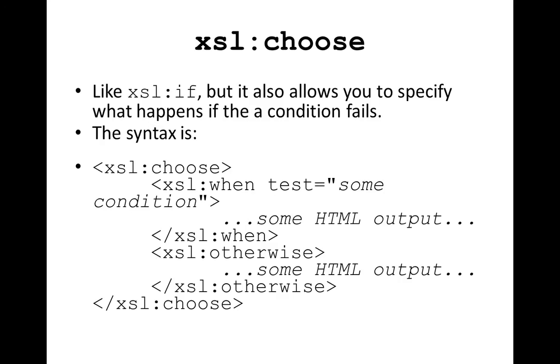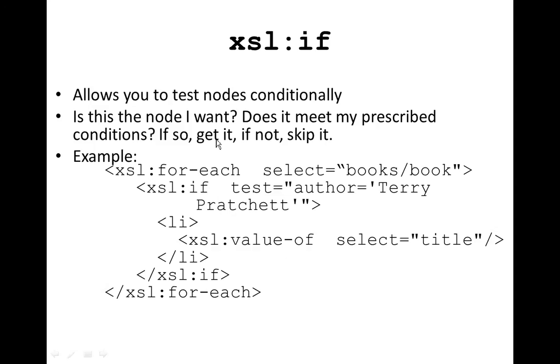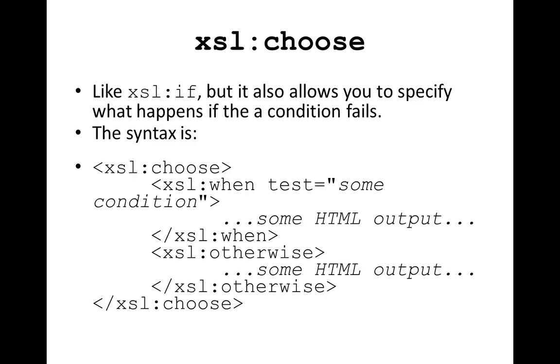Choose is another sort of conditional command that XSLT has, like if. It allows you to specify what happens if a condition fails. So before we had if, and it did something. If not, all it did was just skip it. It really didn't do anything per se. It just skipped it. So here, if it doesn't meet one condition, you can do something else. So it's sort of an if-then statement, if you will.